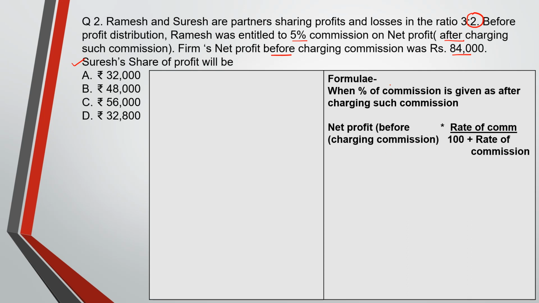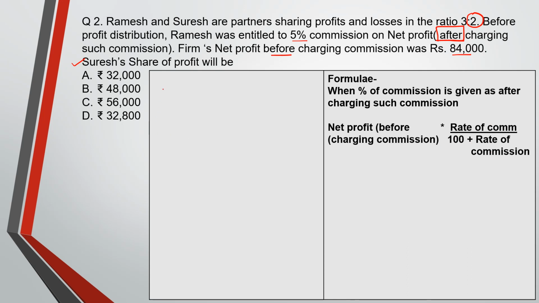So let's start. Now, in computation of the commission, the important point to be remembered is that the net profit they have given, the percentage of commission is on after charging such commission. But they have given the net profit before charging commission. So here, remember the formula that you will be using for computation of commission would be on the net profit before charging commission, that is on 84,000, you will multiply the rate of commission by 100 plus rate of commission.